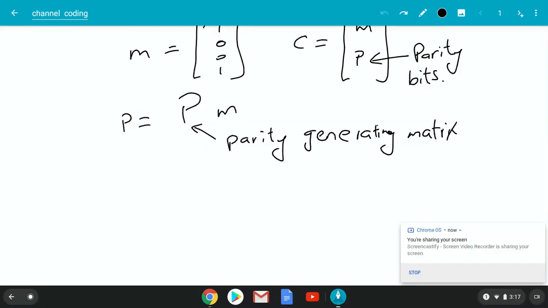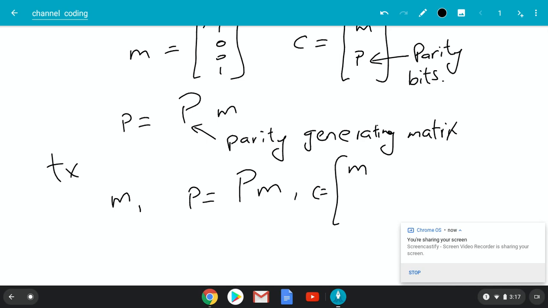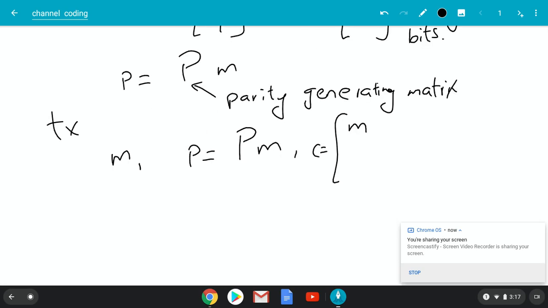So this is how we get our parity bits. To summarize, what happens at the transmitter is you start with a message word. Then you calculate parity bits by multiplying the message word with the parity generating matrix. And then you form a code word c, which is the message word, that means all the bits in the message word, followed by the parity bits, given as m followed by capital P times m. So that's your code bits.